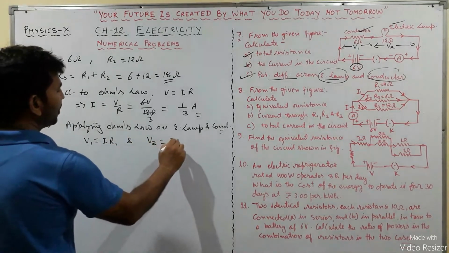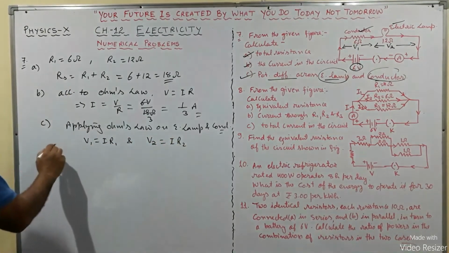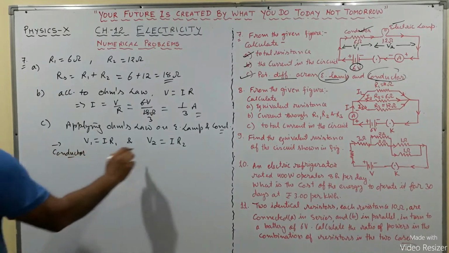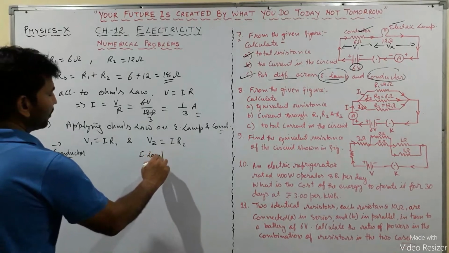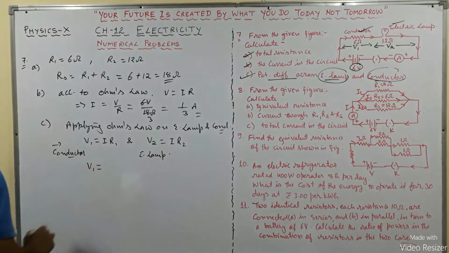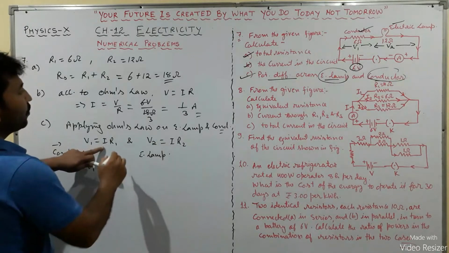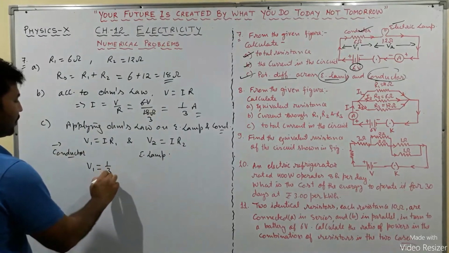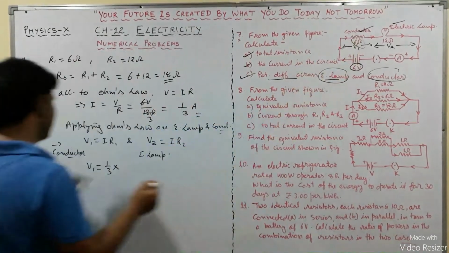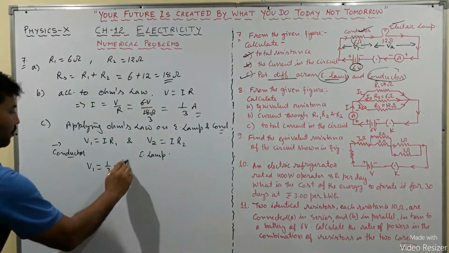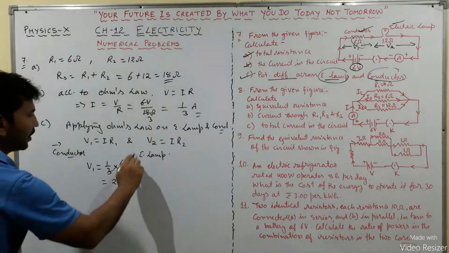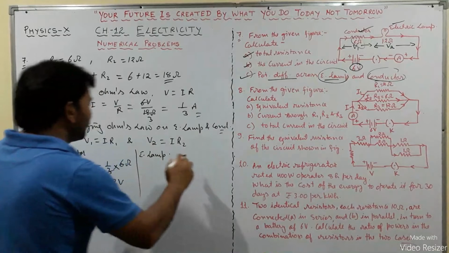equal to I R2. It is for conductor and that is for electric lamp. So we can find potential difference 1. V1 is equal to I. What is the I? 1/3, and what is the resistance? Resistance is 6 ohm. So what is the potential difference? That is 2 volt.